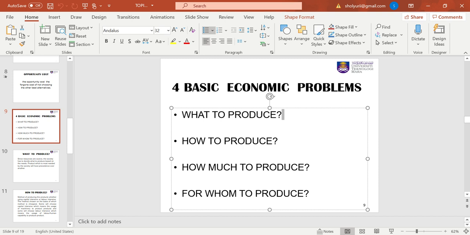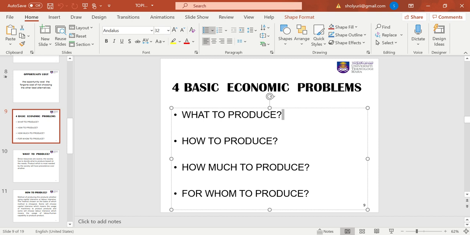Okay, so in some countries, the cheapest method is using labor, especially developing countries, negara membangun. Sebab cost of labor, the wages of the labor is cheap. But for developed countries, negara maju, they prefer to use capital intensive because people in that country, their wages are expensive.